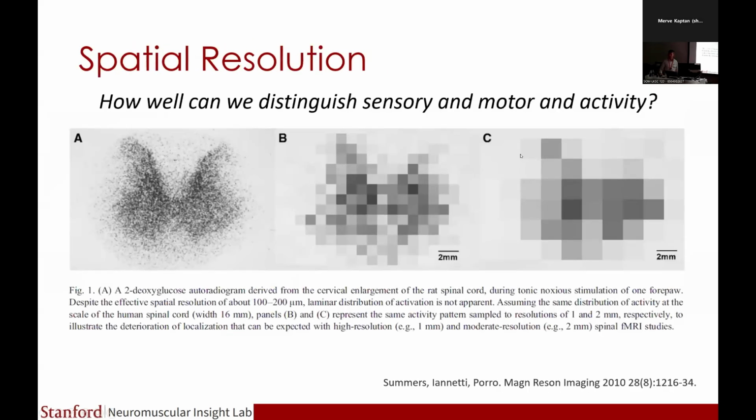Well, how well can we distinguish sensory and motor activity with MRI? It really depends on what kind of resolution you're using. Here's a high resolution staining of the gray matter. But depending on your resolution, this is actually 1 millimeter in-plane resolution, and this is 2 millimeter in-plane resolution. Typically with our structural imaging, we're at 0.8 millimeter in-plane resolution.